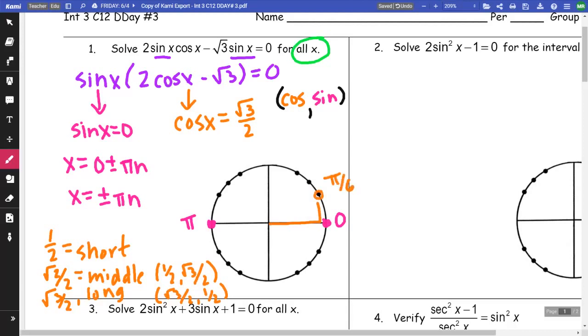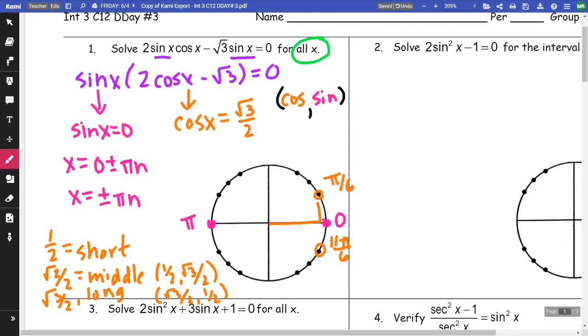Now, cosine is also positive in quadrant 4. So I'm also going to be here. And going around my unit circle, all the way around, that is going to be at 11 pi over 6.